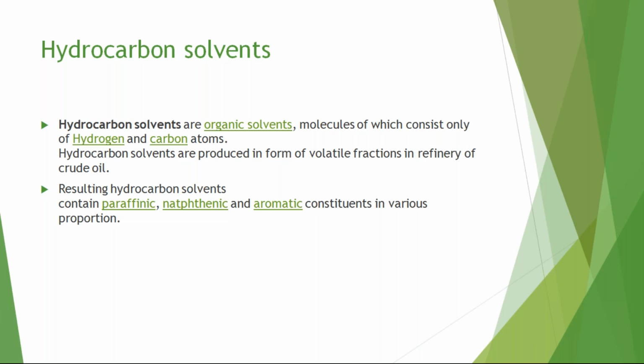What do you mean by paraffinic? Paraffins are nothing but alkanes. Naphthenic means which contain naphthalene. Aromatic means which contain at least a benzene ring. So the hydrocarbons contain these constituents.